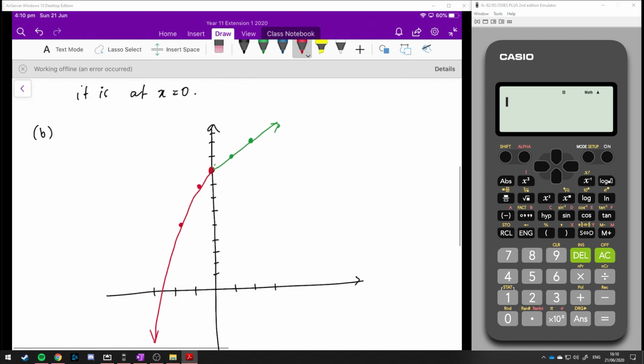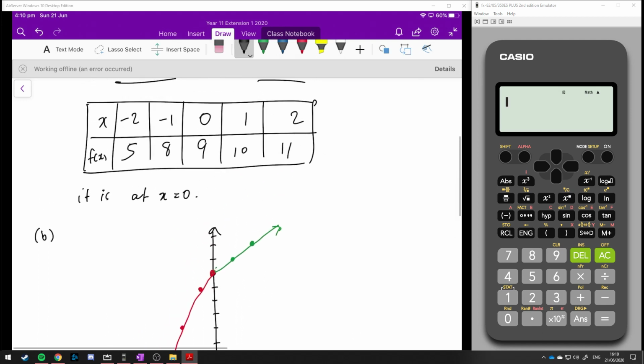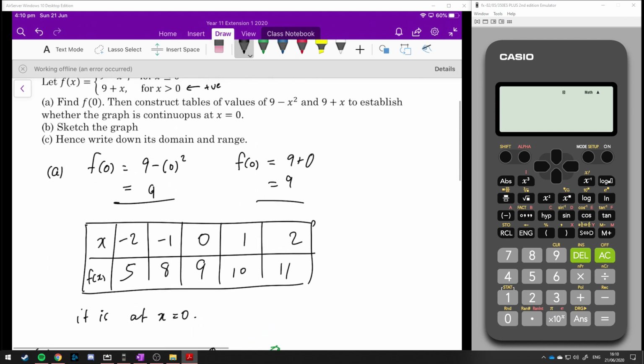As you can see, it's not perfect, but it is sort of a continuous line. It goes up like this and then shoots across like that, okay? And that is what our sketch will look like for this case, okay? Part C is hence write down its domain and range.